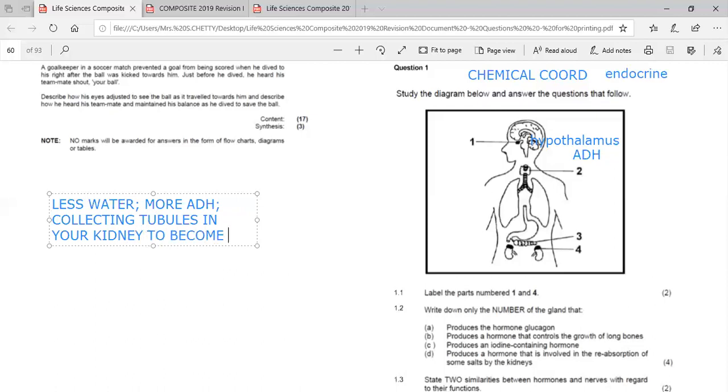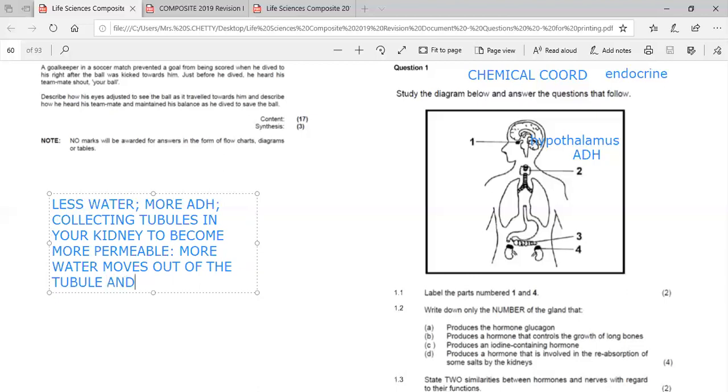more permeable. More permeable means having more holes, so that more water will move out of the tubule, by osmosis, and is reabsorbed back into the blood.